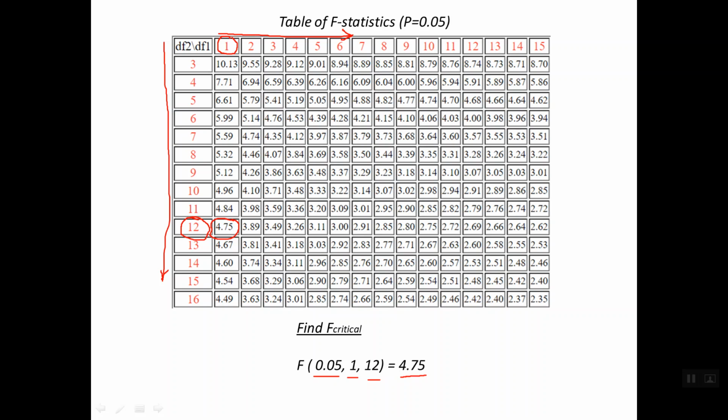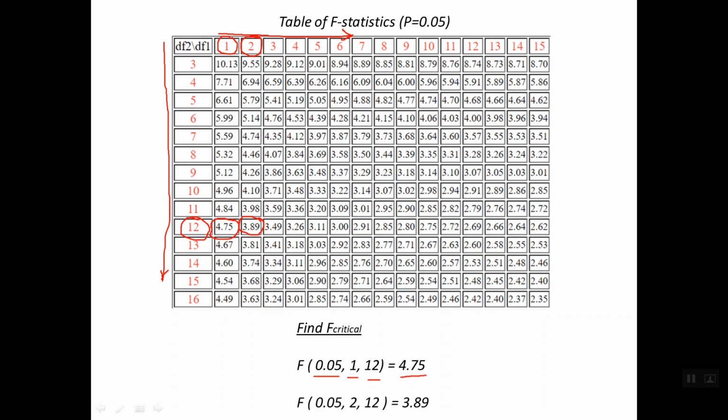This critical value is for the first factor. Regarding the second factor and the interaction, we should take degree of freedom equal 2, and degree of freedom for the error is the same, it is 12. So the intersection here we'll get the critical value, which is 3.89.